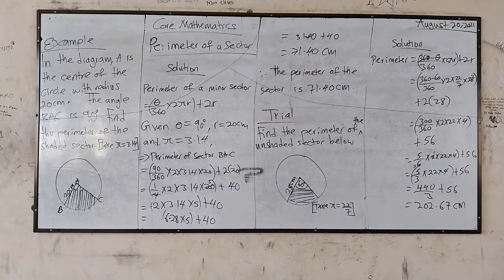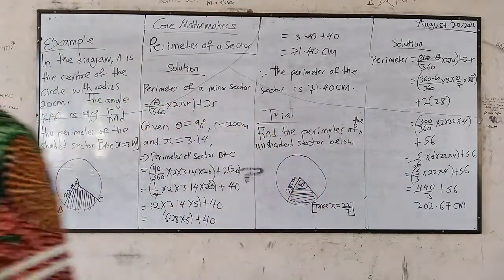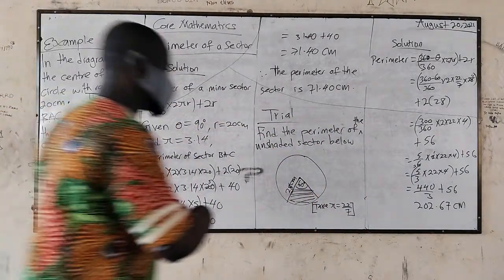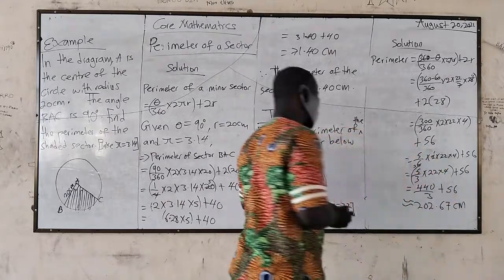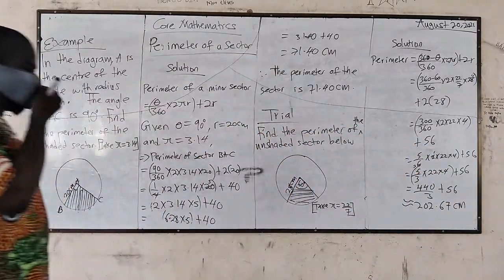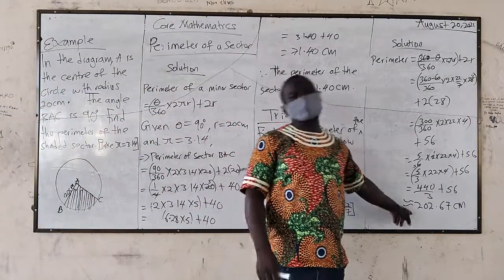And please, I don't have to use the equal sign. You have to use approximately equal to, because we approximated it. And if you had this answer right, then you should be clapping hands for yourself.